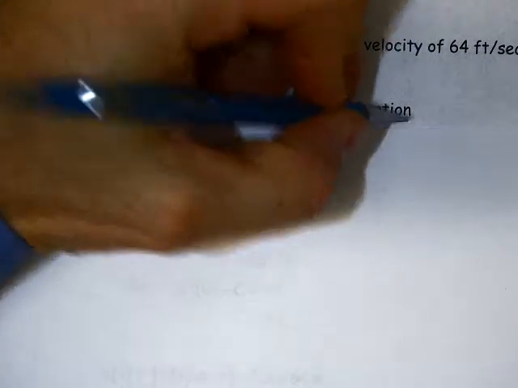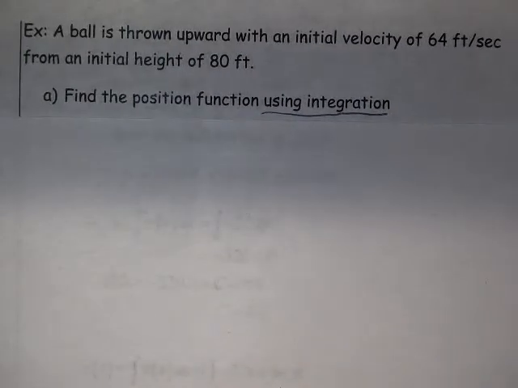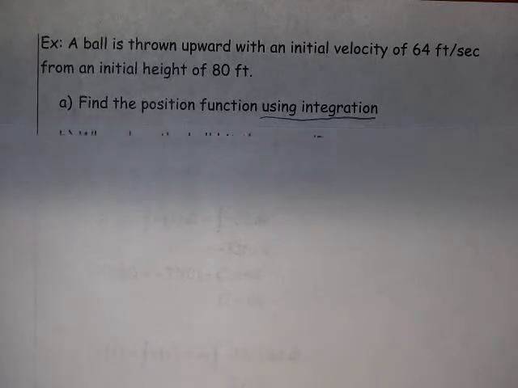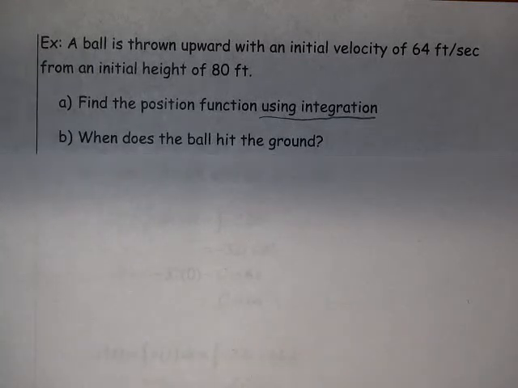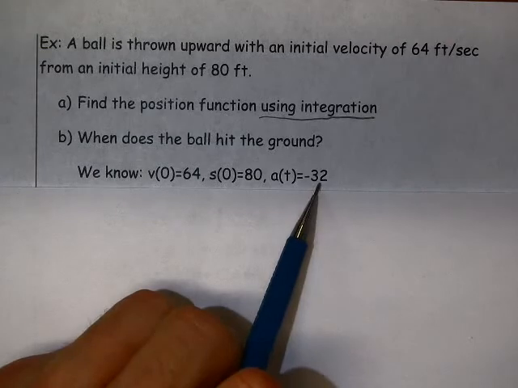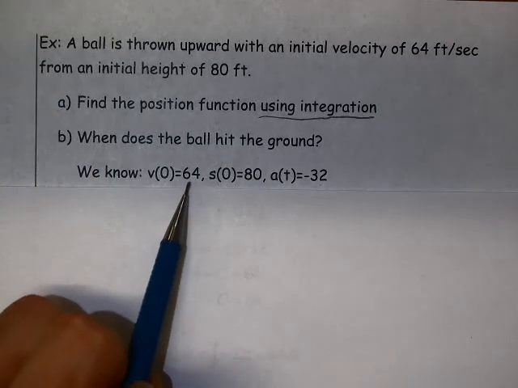So I know that you have the position function memorized and could build it just from this. But what we want to see here is where that position function comes from, just based on integration and the acceleration of gravity. And then we want to find when the ball hits the ground. So we know the acceleration of gravity is negative 32 feet per second squared. We know two initial conditions.